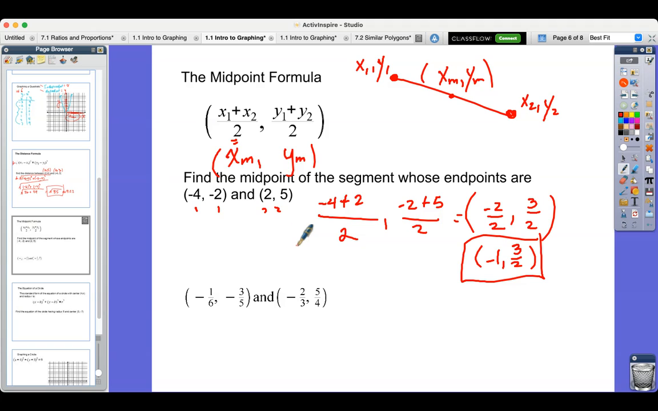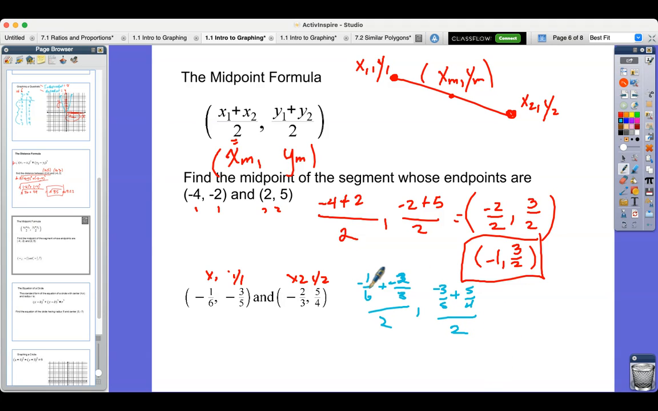Let's do it with fractions this time. Let me go complicated here. Same thing. This is our x1, y1, x2, y2. I'm going to change colors. We're going to do the same thing. Plug it in. -1 over 6 plus 2 over 3, all over 2, comma, y1, -3 over 5, plus 5 over 4, all over 2.